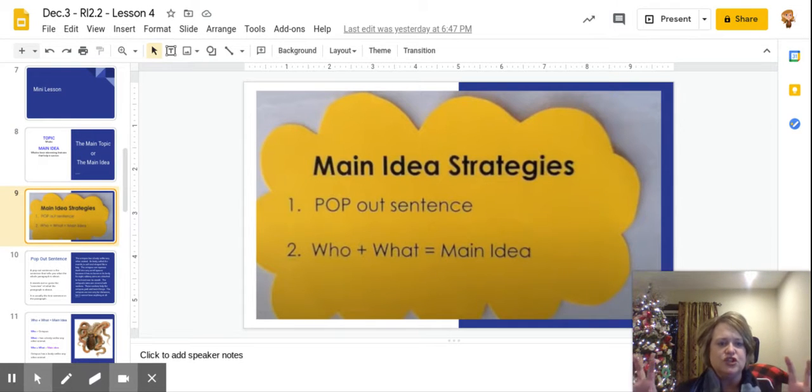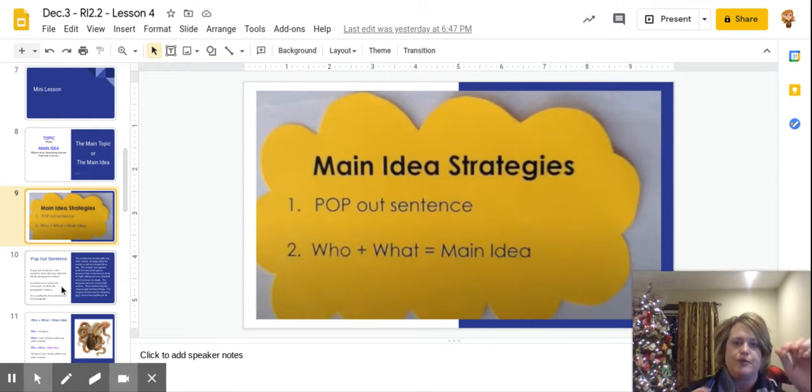So here is just a little strategies cloud, and there are two things, one of which she talked about in the video. The first one is a pop-out sentence. A pop-out sentence is really the same as a jump-out sentence. It's that sentence that just jumps out at you and tells you what is happening in the passage or what the whole passage is about. Let me give you a tip. It's not as hard as it looks because usually a pop-out sentence or a jump-out sentence is the first sentence or the first two sentences. Those first couple of sentences are going to be the key main idea focus for the passage.